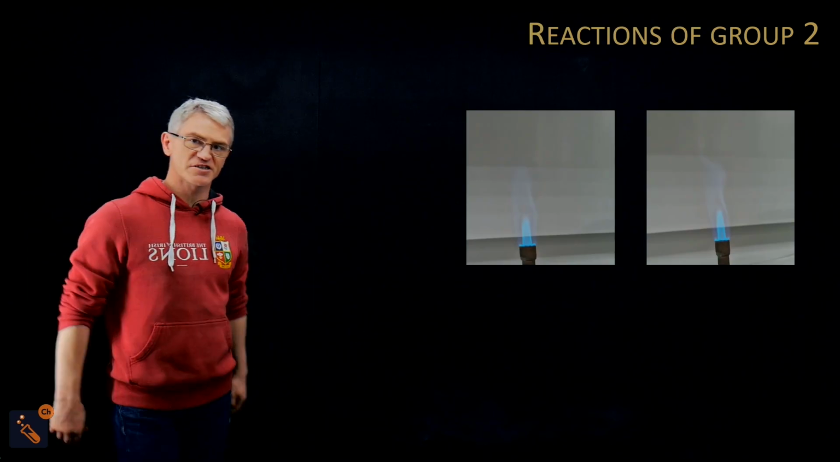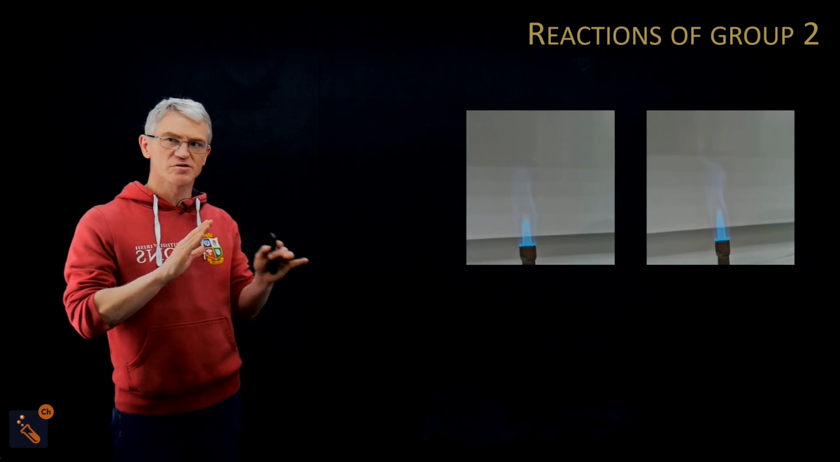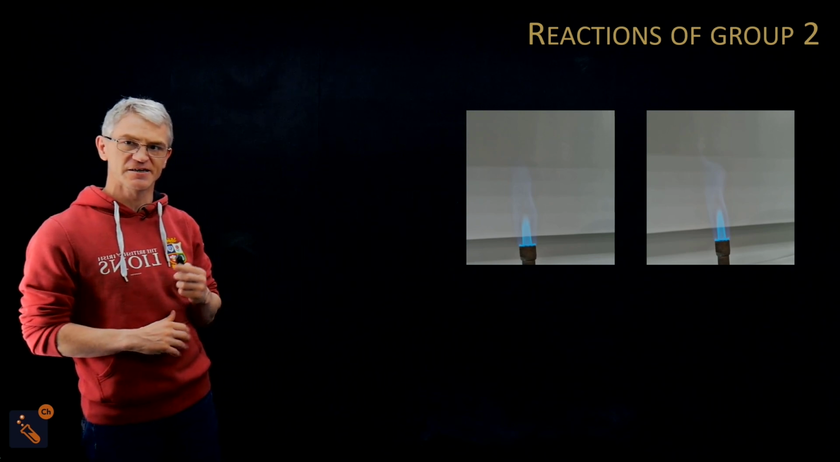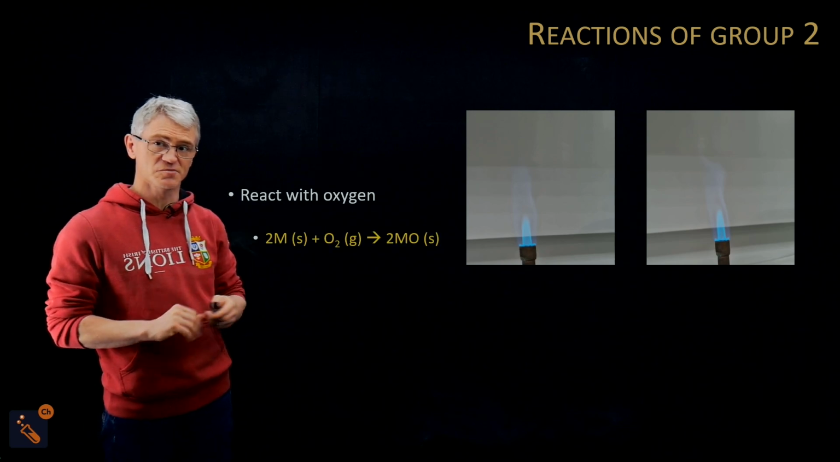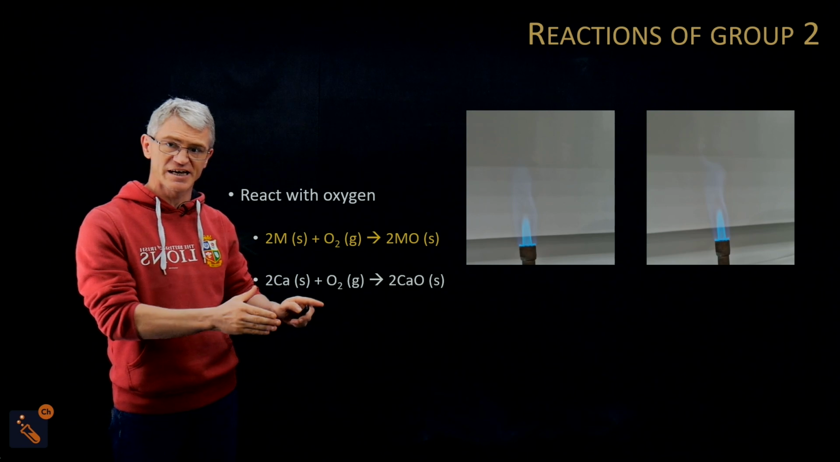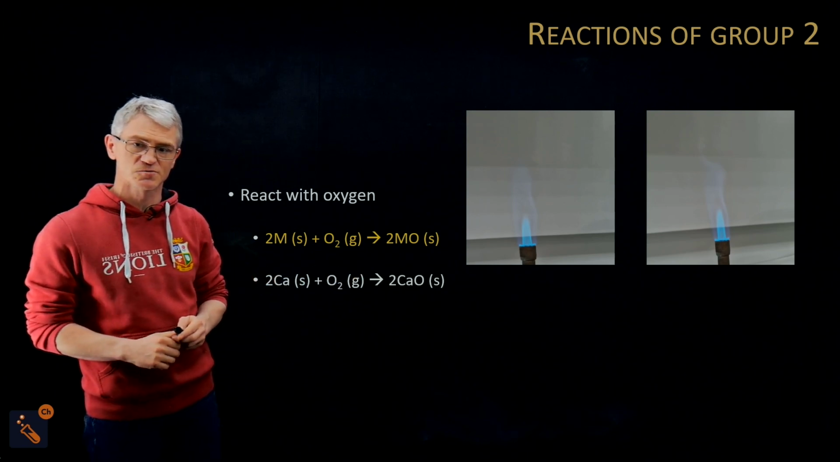So we're now going to look at reactions of group 2, and we'll look at some comparisons between group 1 and group 2 as well during this. You see we've got two reactions that are happening here. The reaction we're doing is reacting with oxygen. So the metal is reacting with the oxygen to make the metal oxide, and here's an example of calcium, one of our group 2 metals.